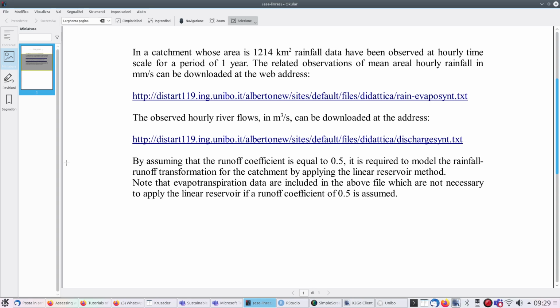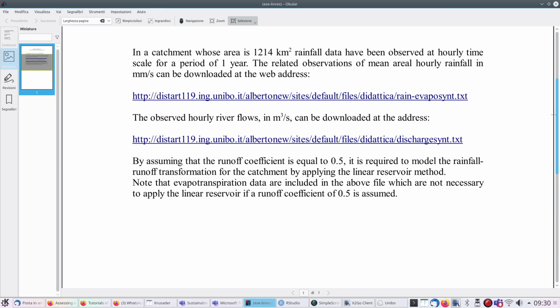And then we need to apply the linear reservoir to start from the rainfall data to get the river flow data. Note the final comment in the file, which you can see here. Note that evapotranspiration data are included in the above rainfall file, which are not necessary to apply, because we are accounting for evapotranspiration by introducing the runoff coefficient of 0.5.